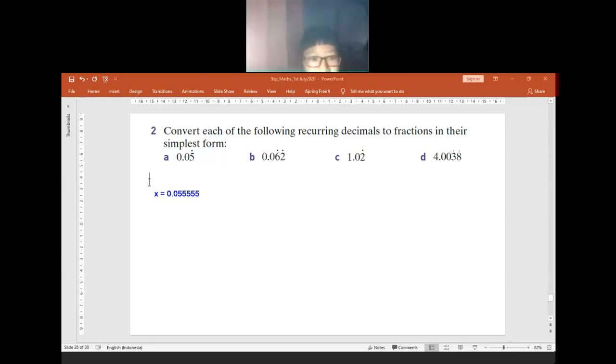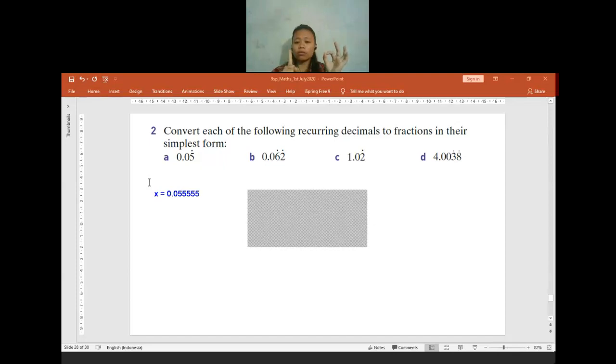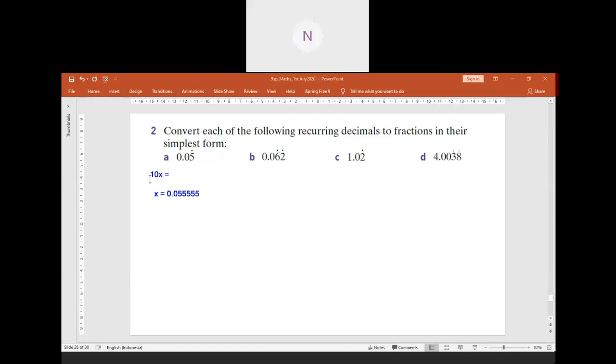So, with 1 digit repeating, it will be 10 or 100? 10. So yes, we need to find the 10x. The 10x will be equal to 0.555 never stop.